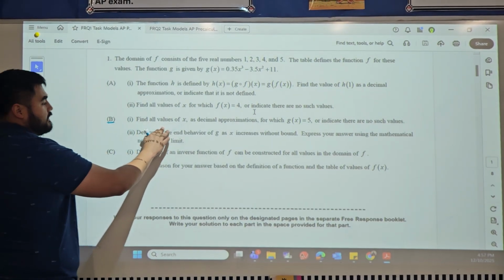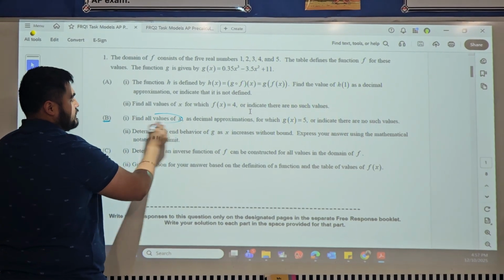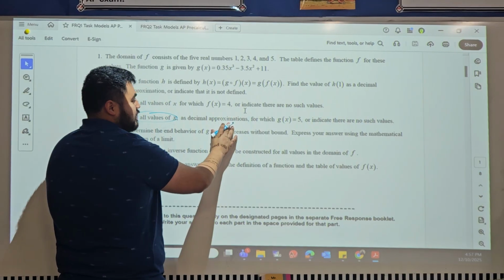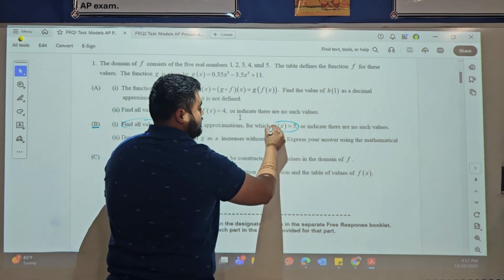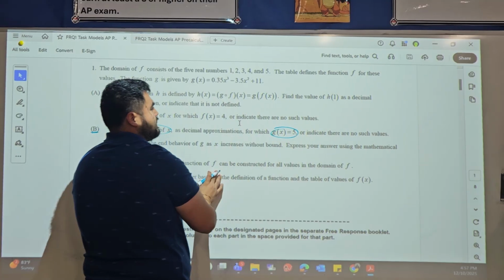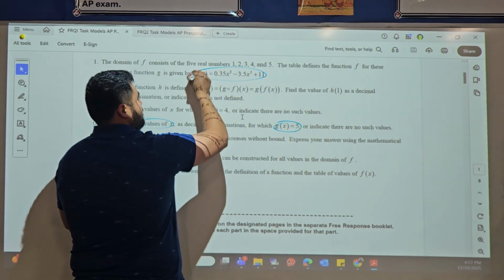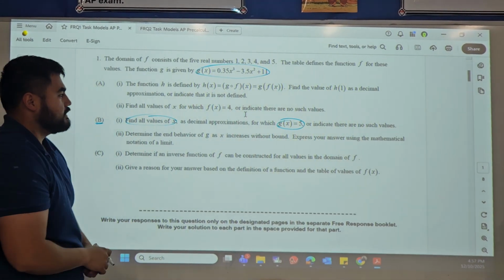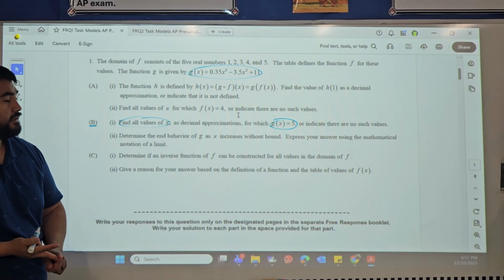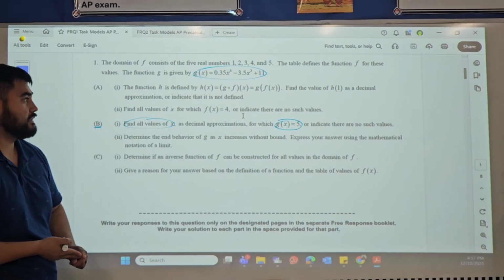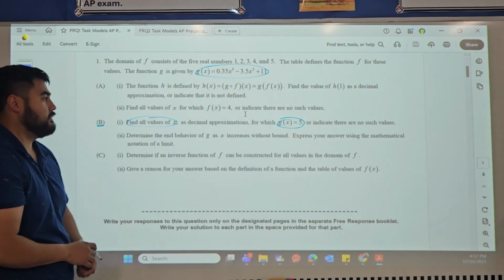So B focuses on finding all the values of x. We're solving for x, decimal approximations, only 3 numbers after the decimal, where g of x is equal to 5. So g of x, is there another g of x? It's literally right here. See that? So just be careful, they're gonna give you 2 functions. One of them could be an equation, like you see there, and the other one is the table.